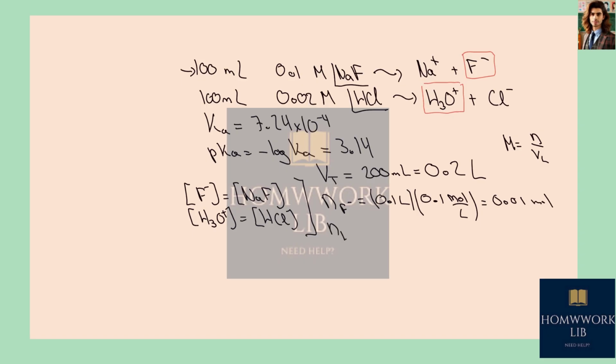Now the amount of mole of H3O plus that we're going to have present in this solution is going to use the same formula. The volume is the same thing. Next up, the concentration is where things change a little bit. In this case, we're going to have 0.02 mole per liter. As you can see, this is nothing but 1/5 of the amount that I have of F minus. So this is going to be 2 times 10 to the minus 3 mole.